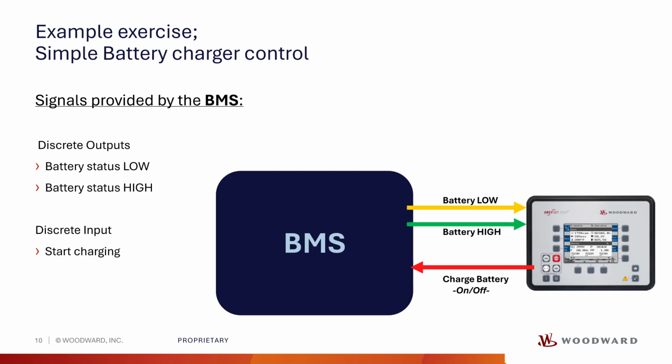Here we have an example exercise, for which we want to configure a logic for controlling the charging of a battery. The BMS provides 2 discrete outputs which signal battery status low and battery status high. Furthermore, the BMS has a discrete input that activates start charging when the input is active. If the input turns false, the battery charger stops.